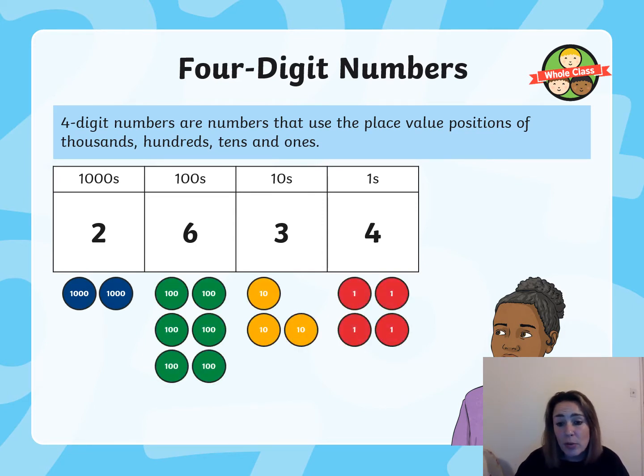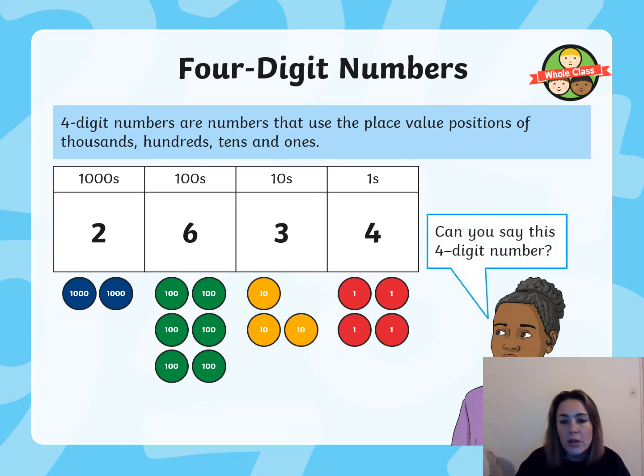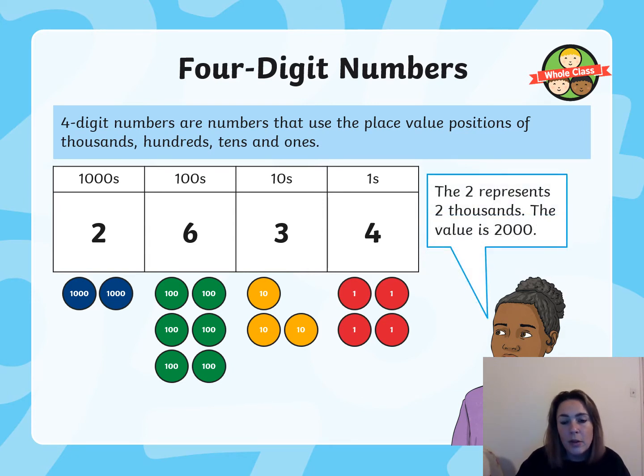As you can see here, they've represented the number using counters. If you think about our working wall in class, we have a place value grid exactly like this using counters to represent a 4-digit number. So can you say this 4-digit number? The 2 represents 2,000, the value is 2,000. The 6 represents 600, the value is 600. The tens are represented by a 3, so the 3 represents 3 tens and the value is 30, and the 4 represents 4 ones, the value is 4.